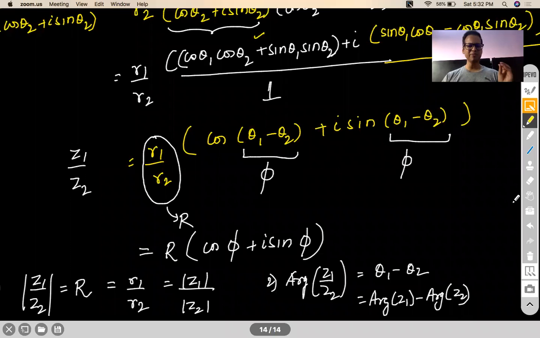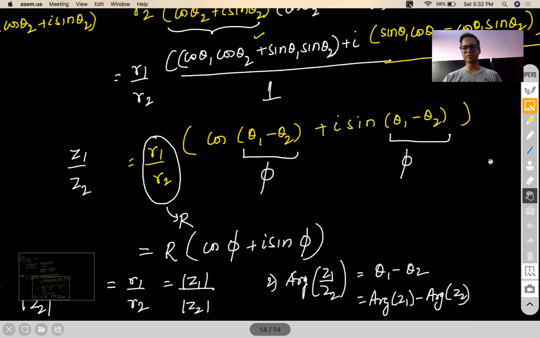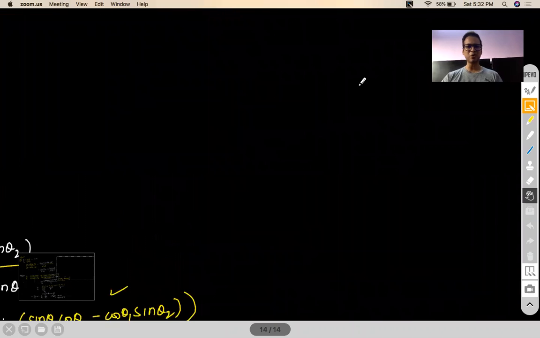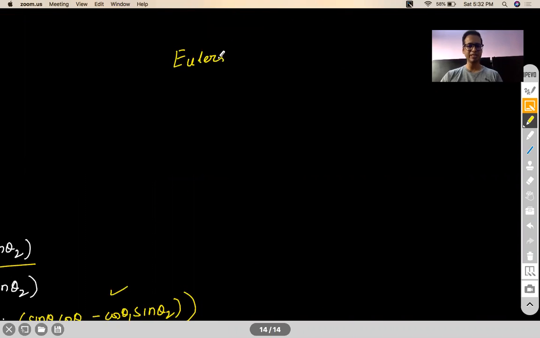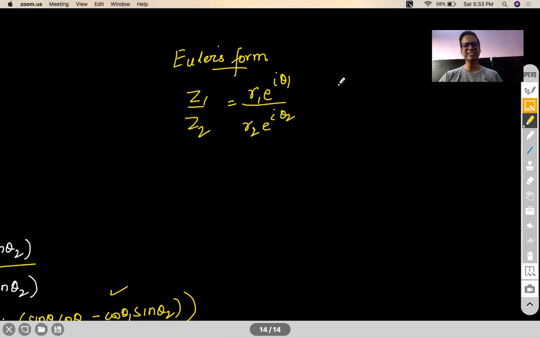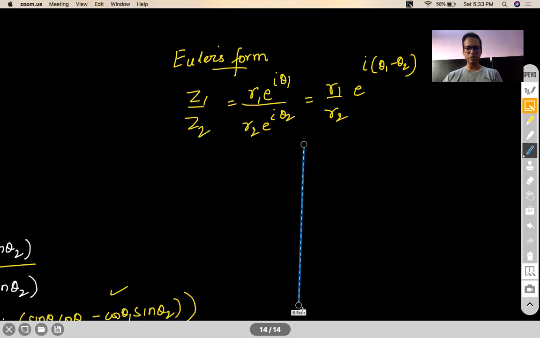Now the same thing can be done in a very quick form had you written the Euler notation for it. So if you write it in the Euler form or the exponential form, if let's say Z1 is R1 e to the power i theta 1 and Z2 is R2 e to the power i theta 2, you can directly see that R1 by R2 will become the modulus of the quotient and theta 1 minus theta 2 will become the argument of the quotient, or Z1 by Z2. That's what we call the quotient. Is this fine? Now where is Z1 by Z2 located? How do we figure it out? Let's try to see it.